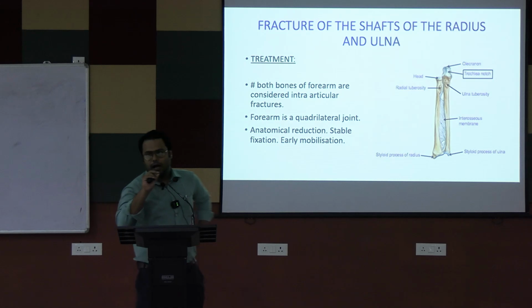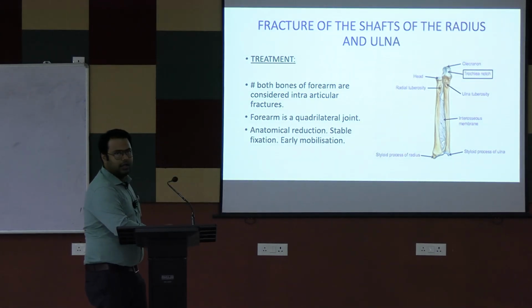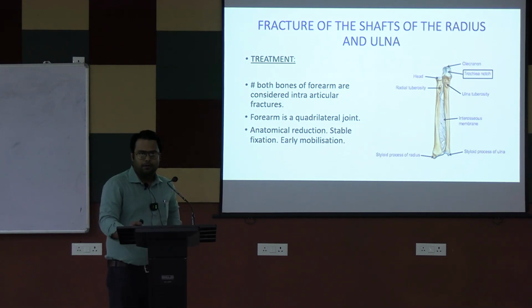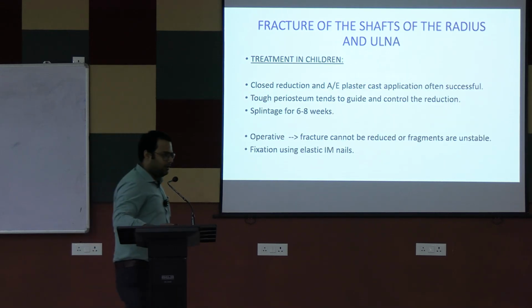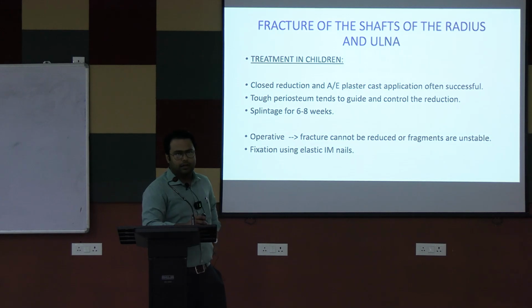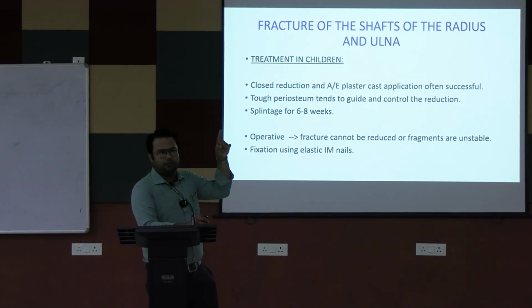The highlighting factors in the treatment of any intra-articular fracture are anatomical reduction, stable or rigid fixation, and most importantly, early mobilization. So these 3 points are to be kept in mind while dealing with any fractures of the forearm, or any intra-articular fractures. Now, starting off with the treatment of fracture of both bones of the forearm in children. In children, we mainly attempt closed reduction and cast application. This is a bit contrary to what we just learned, that we need stable fixation and early mobilization. But in children, what happens?